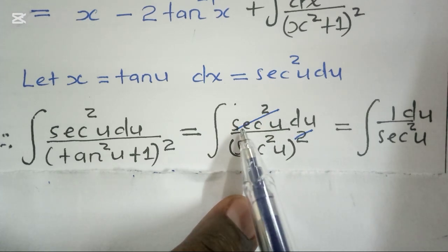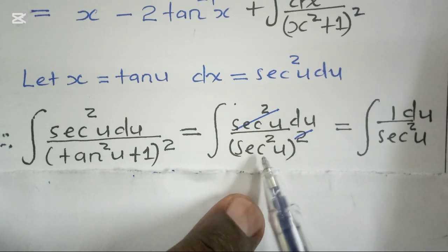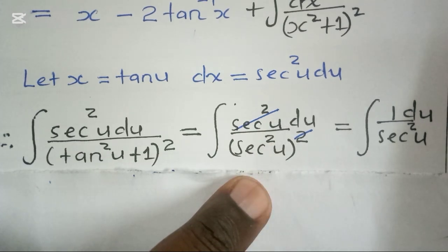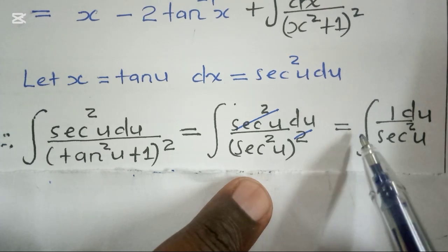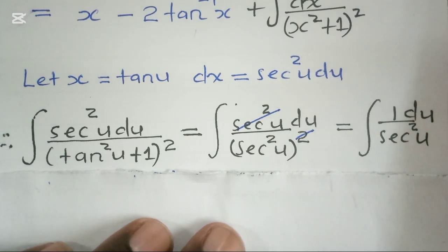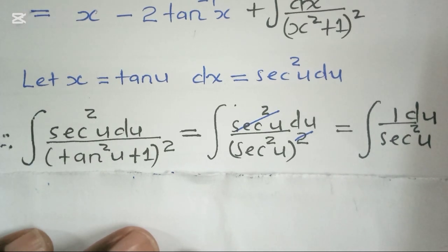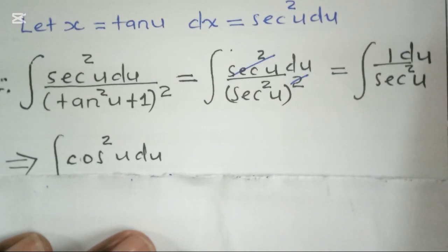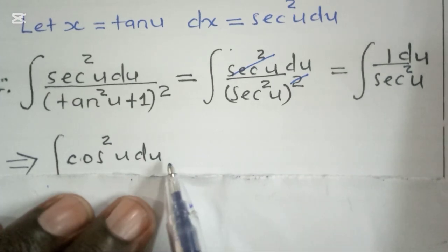We can cancel the 2 here, and we can also cancel the 2 here. We are left with sec squared u over sec raised to 4 u. So this one gives us 1 all over sec squared u, which is the same as cos squared u. That is the integral of cos squared u du.